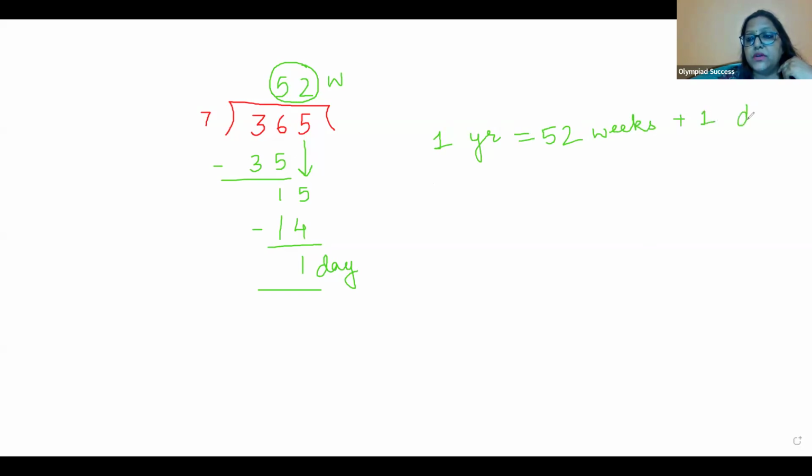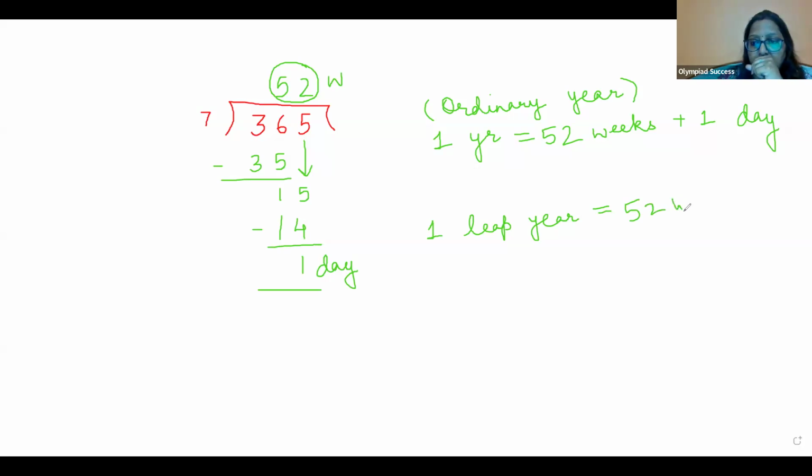If we talk about the leap year, we have 366 days. So in that case, again 366 by 7, you will get the same quotient, but the remainder changes. The remainder becomes 2. So one leap year is equal to 52 weeks plus 2 days.